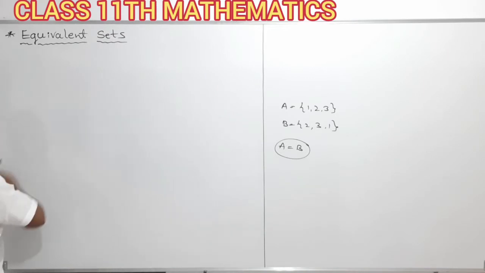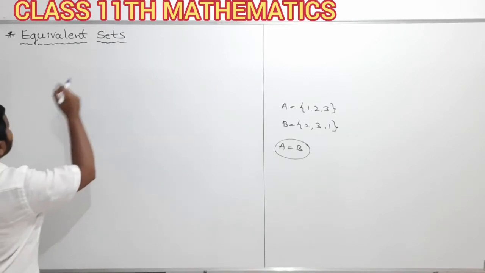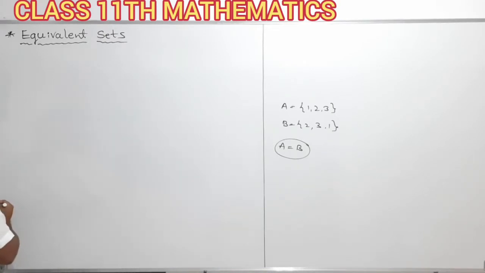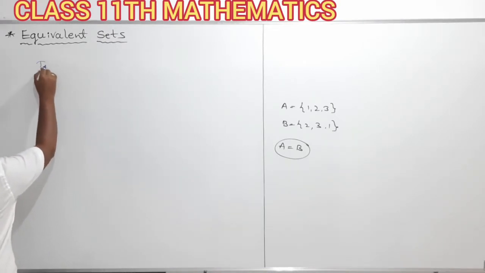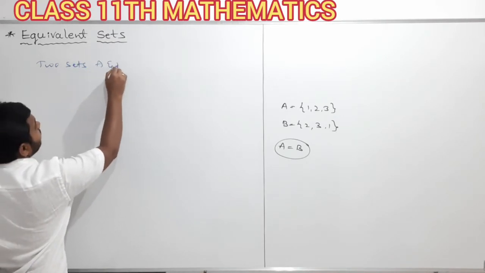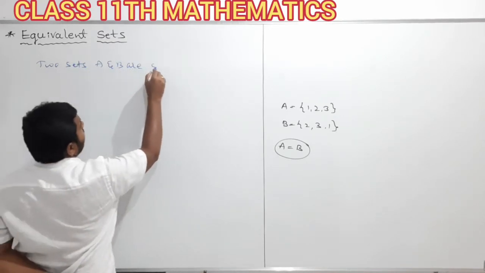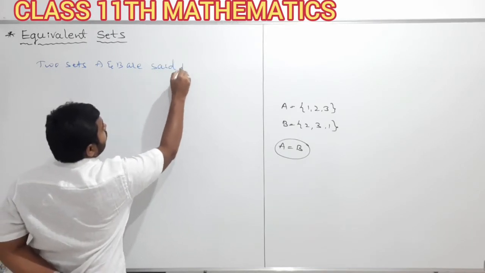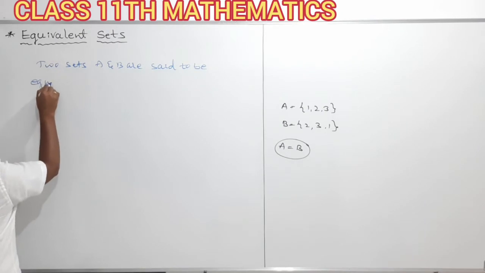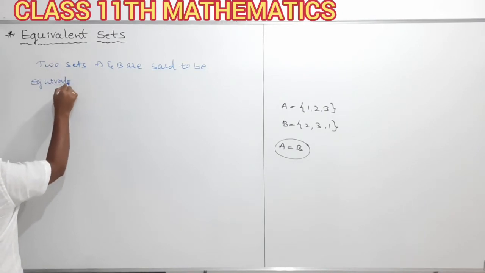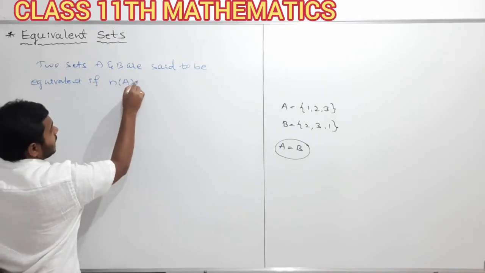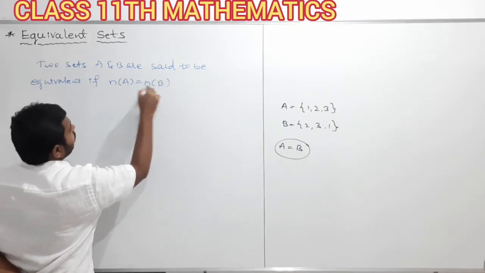Next concept we will discuss is equivalent sets. Which sets are called equivalent sets? Two sets A and B are said to be equivalent if N of A is equal to N of B.